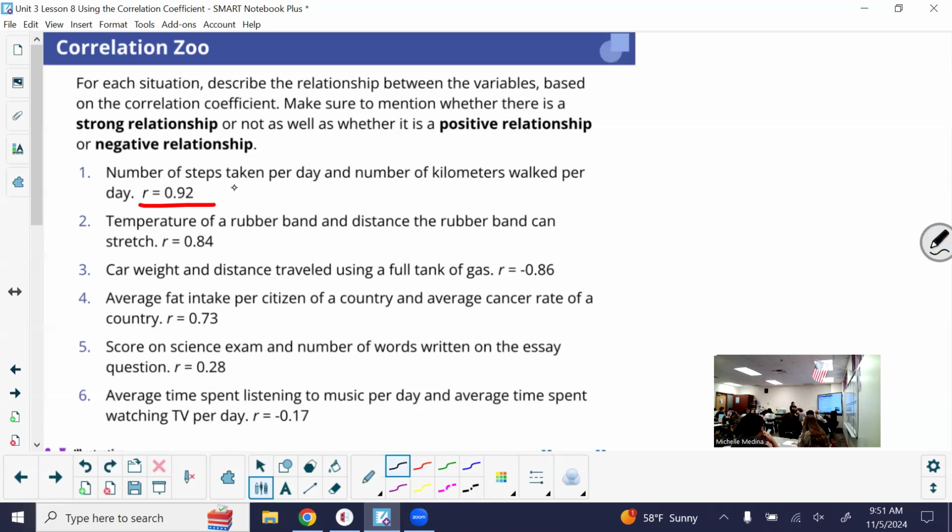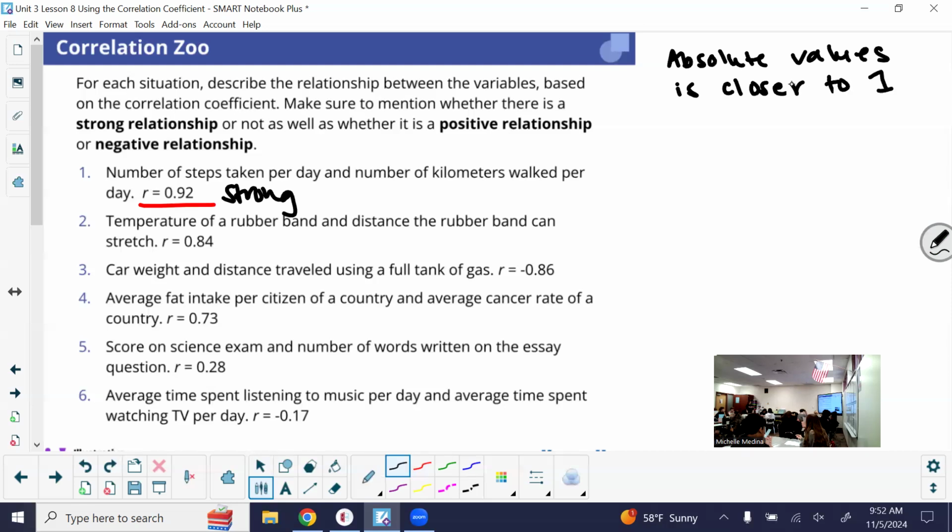Okay, this one is definitely strong. One, because common sense, the more steps you take, the further distance you walk. And two, the R value is right there. It gives you a way to quantify how strong it is. So when the absolute value is close to 1, I'll put absolute values closer to 1 are strongest.